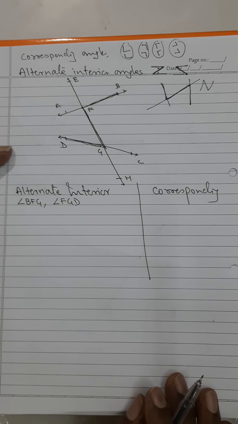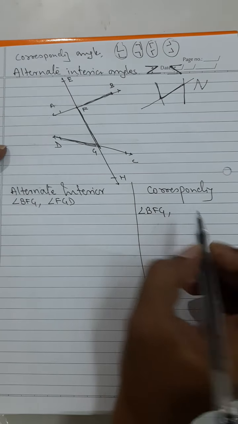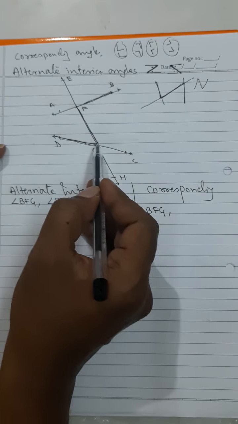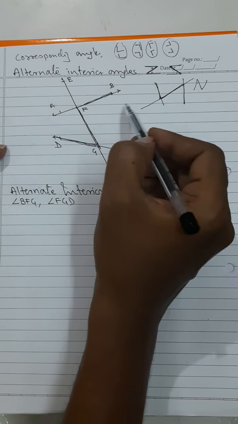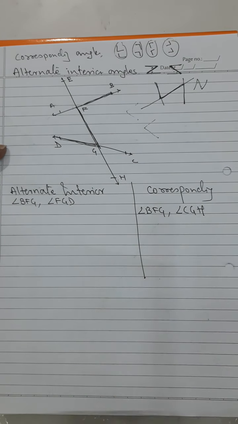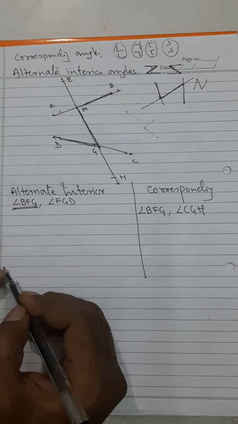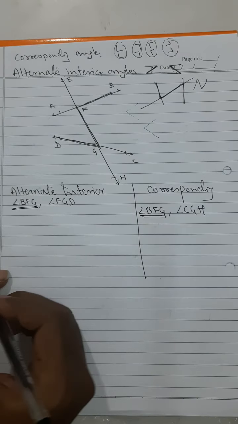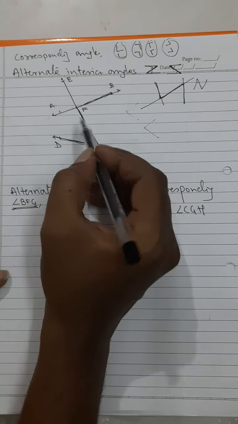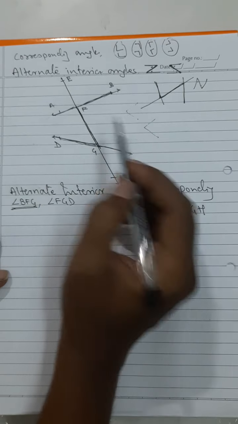And same if I talk about corresponding angles, then you will notice that the same angle BFG will form corresponding angles with whom? It will correspond with CGH. BFG, it is like this. So angle CGH, okay, my dear students, they will be corresponding. The same angle BFG will form alternate interior angles with angle FGD, and will form a corresponding angle with angle CGH.